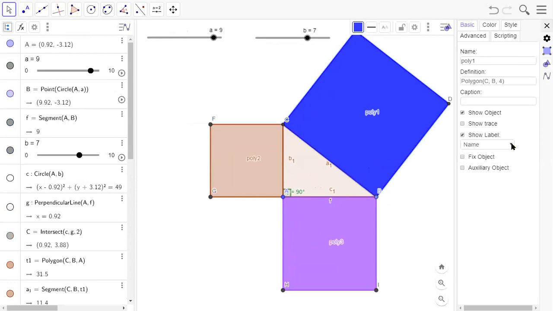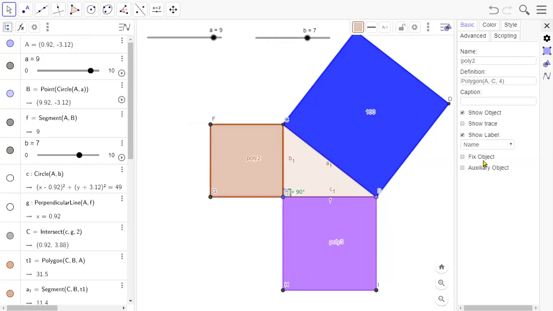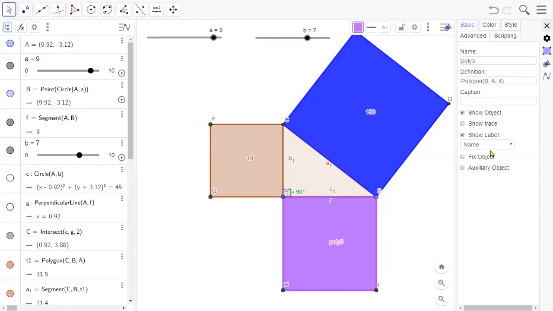Value means just the area. We can show the area of this. Okay, the area shown here is 130 square units. Let's do the same thing for this poly 2, just showing the value, the value of the area of the squares. That will be very easy to understand.